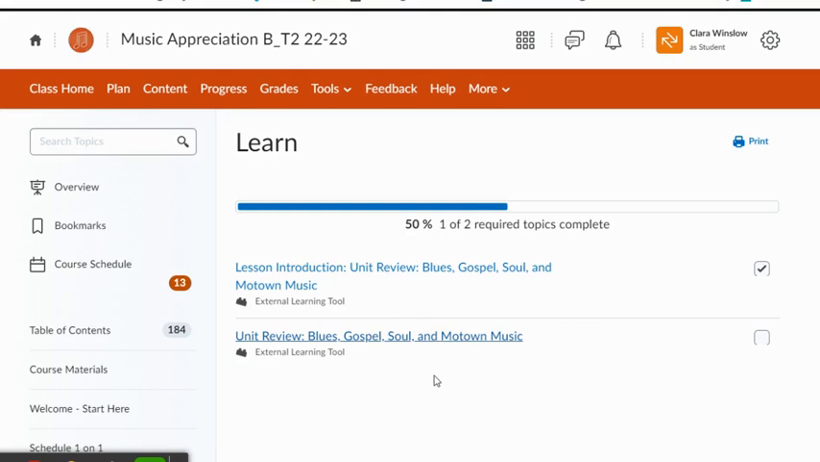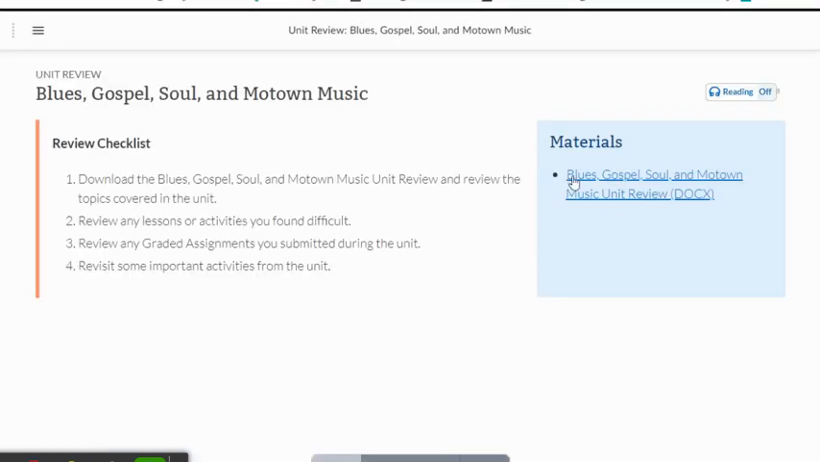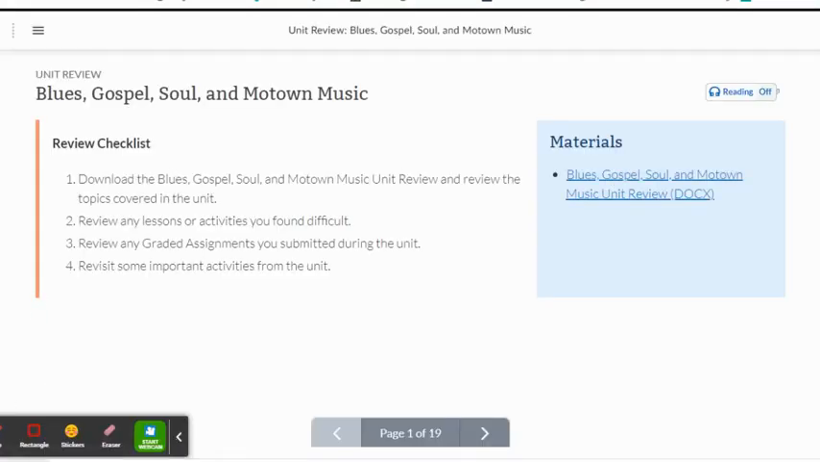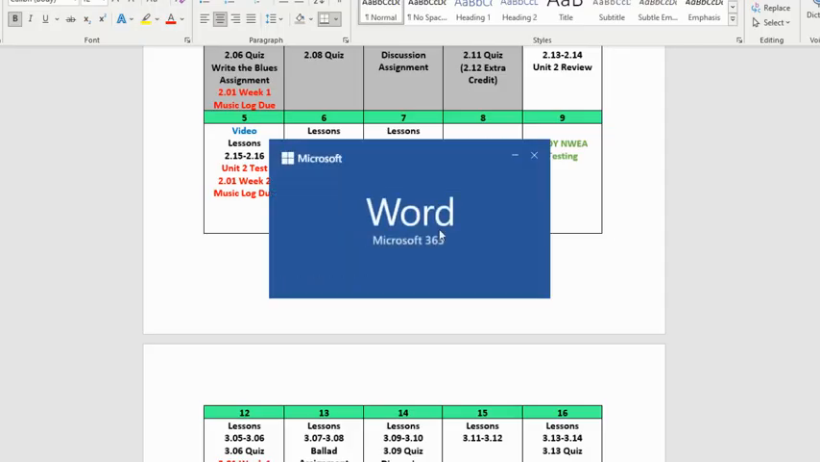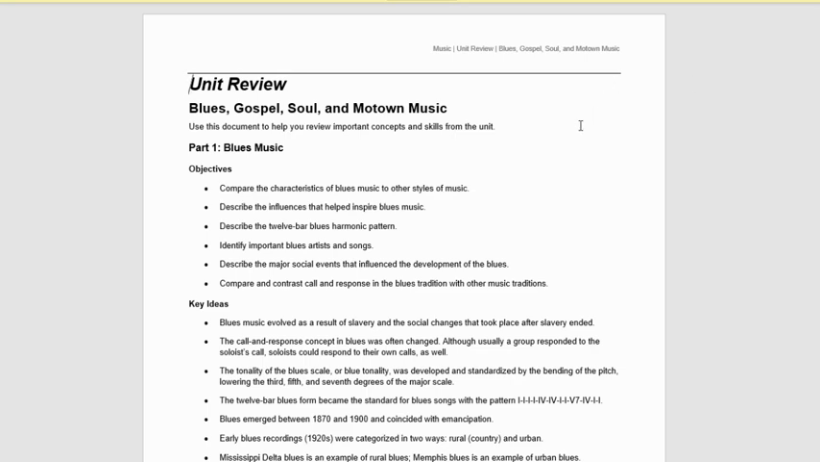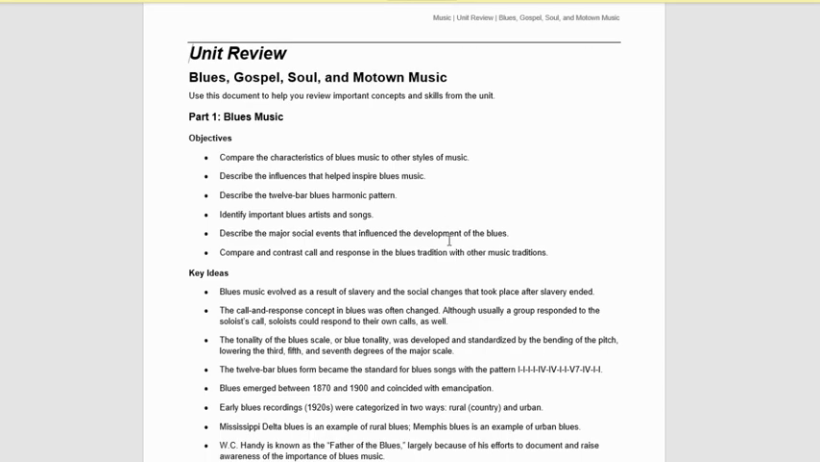Review blues, gospel, soul, and Motown music. This is what I really want you to download. Okay, so I'm going to open this now. It comes down here, and here we are. These are the objectives you want to make sure that you're going over before you take the test, and the key ideas. So first is blues music. I'm not going to read all of this to you because you can read it. You can also, obviously, like I said, download this and go over this and study it. You might want to have somebody help you and ask questions from this.